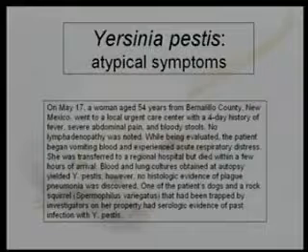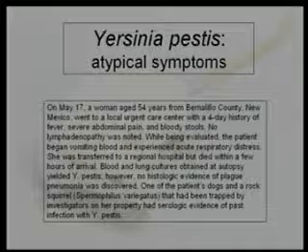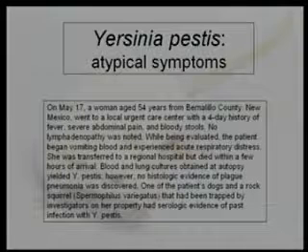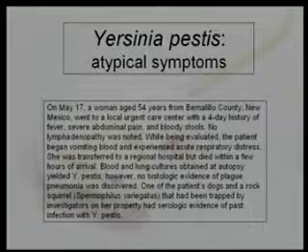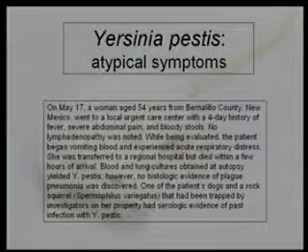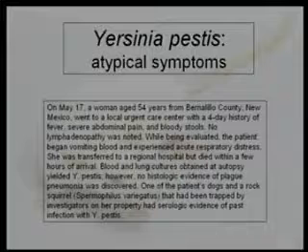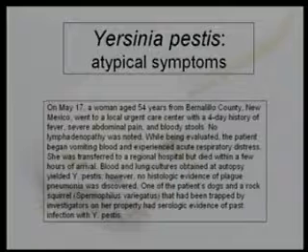While being evaluated, the patient began vomiting blood and experienced acute respiratory distress. She was transferred to a regional hospital but died within a few hours of arrival. Blood and lung cultures obtained on autopsy yielded Yersinia pestis. So you can't help everybody. And as you can see, within 1 to 4 days. However, no histologic evidence of plague pneumonia was discovered.